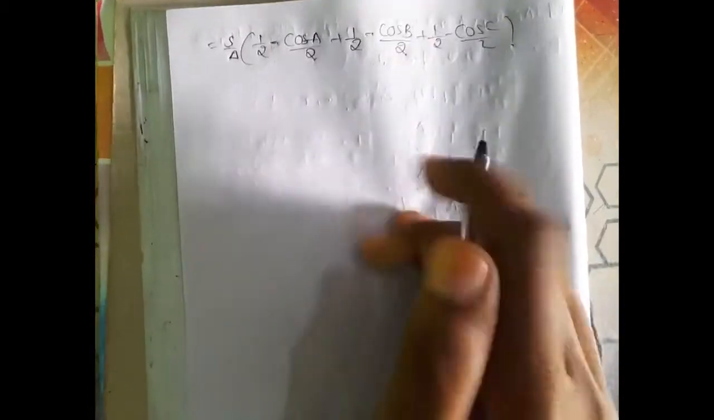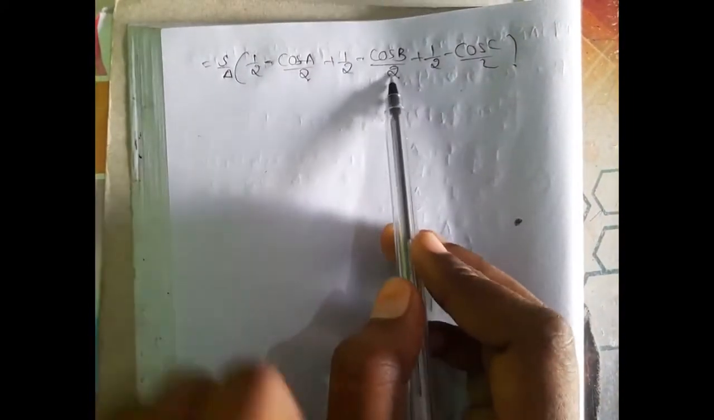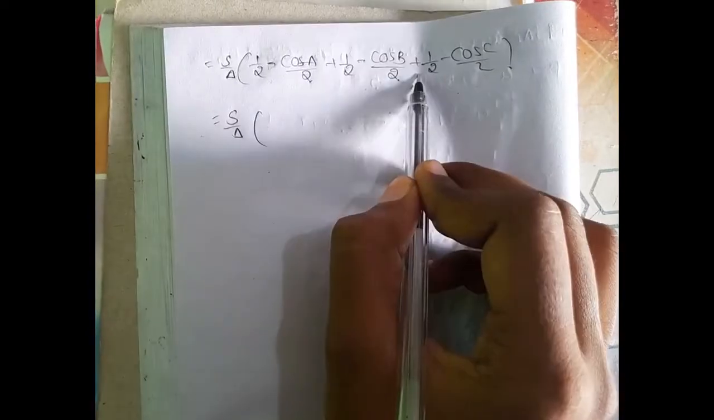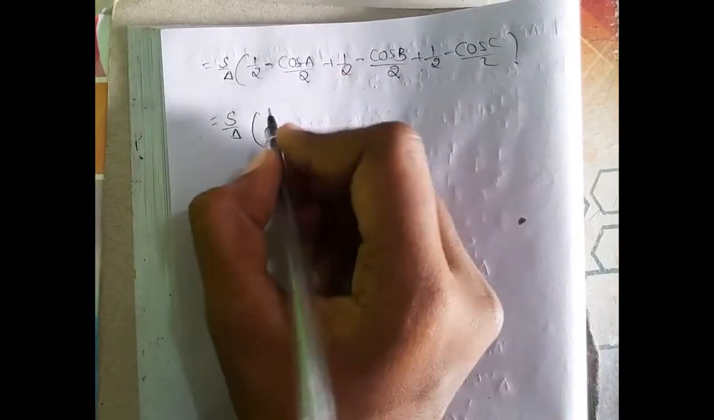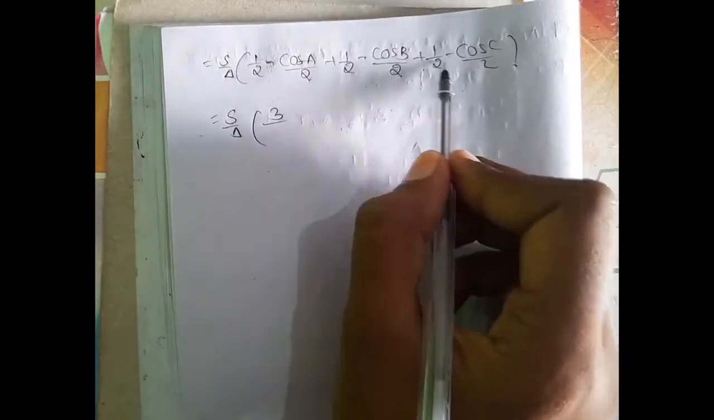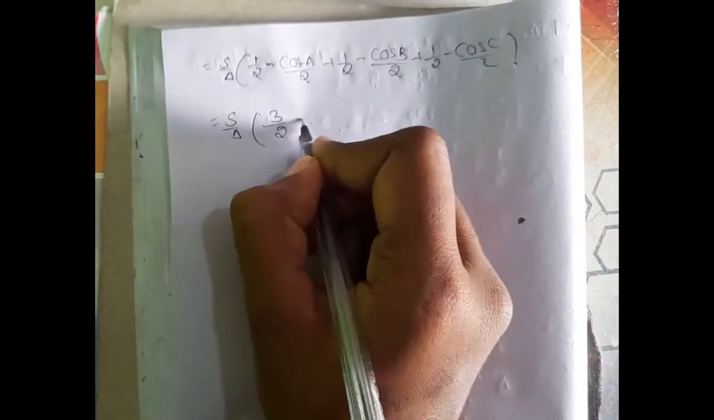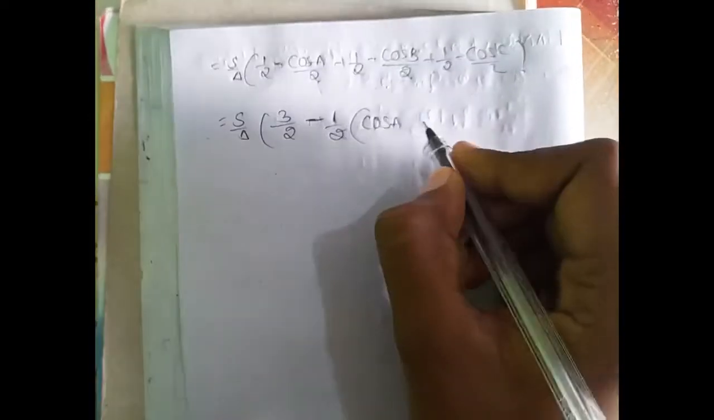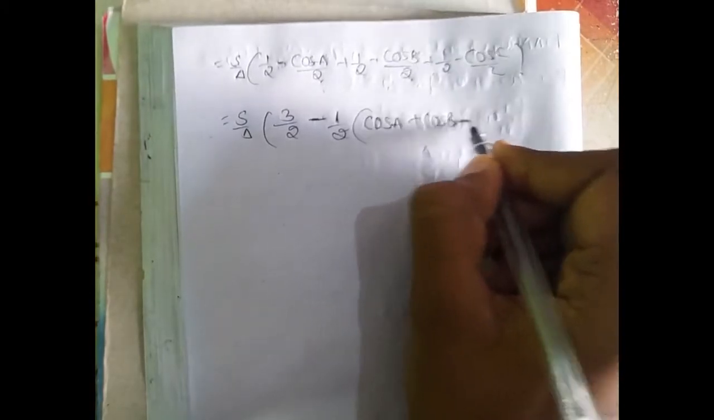So now S by delta into 1 by 2 minus cos A by 2, plus 1 by 2 minus cos B by 2, plus 1 by 2 minus cos C by 2. Now what we are doing is adding 1 by 2 plus 1 by 2 plus 1 by 2: 1 plus 1 plus 1, 3. As denominators are same, numerators can be directly added. 3 by 2 minus, taking 1 by 2 as common from cos A by 2, cos B by 2 and cos C by 2, minus 1 by 2. So now it becomes cos A plus cos B plus cos C.